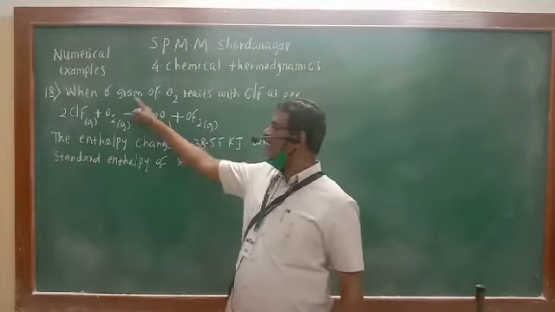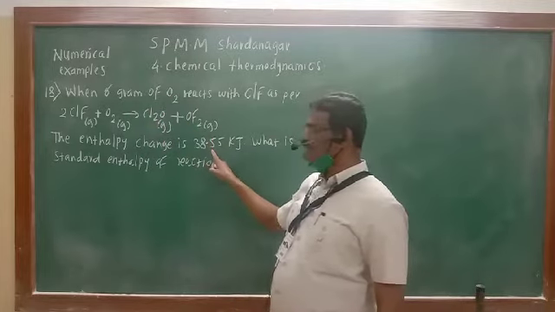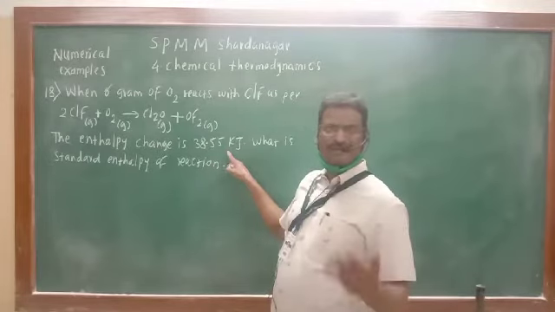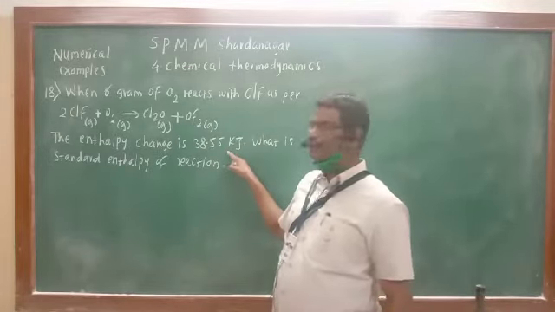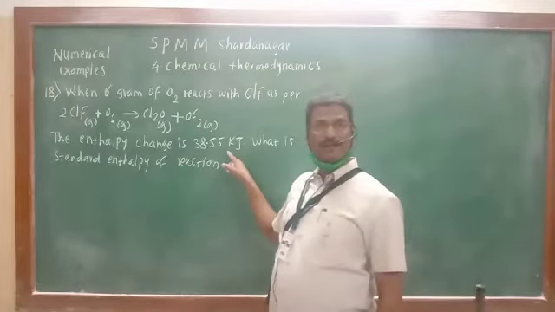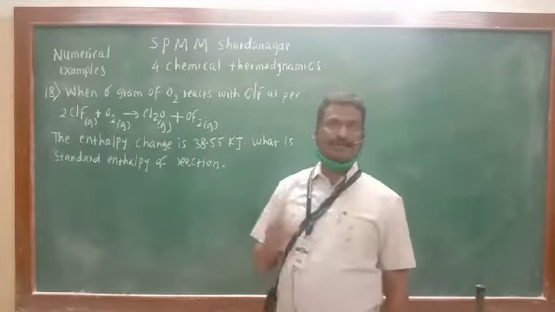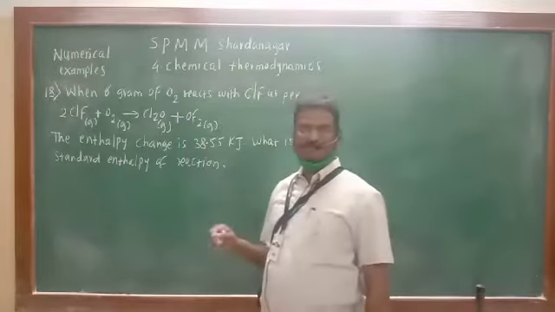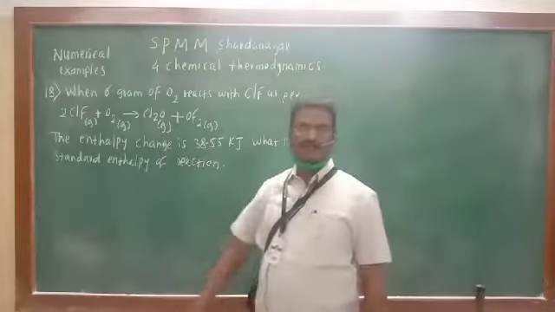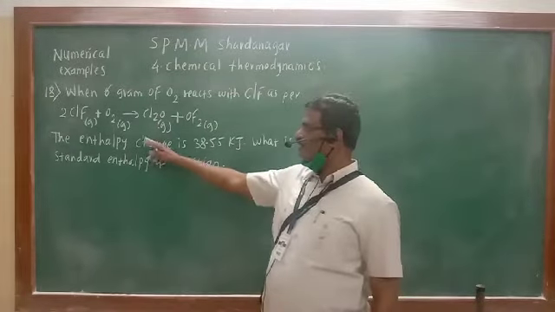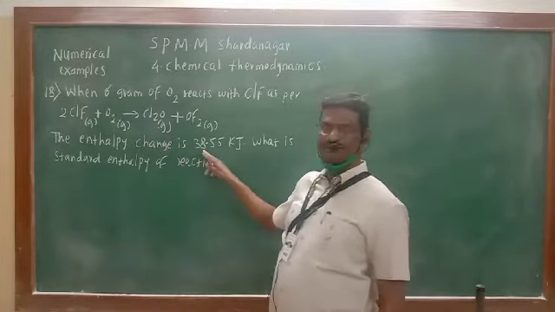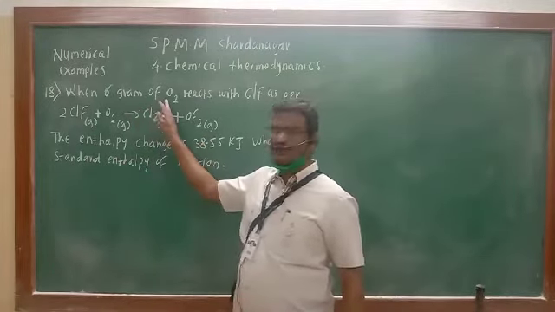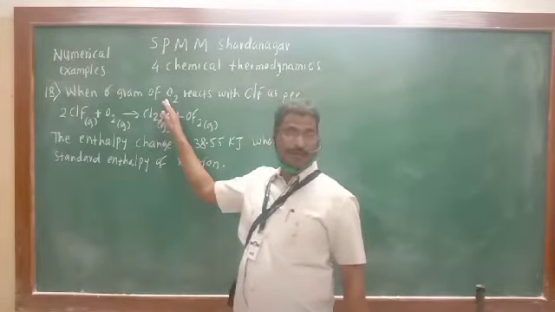For 6 gram of oxygen, they have given this value, 38.55 kilojoule. Enthalpy of reaction we have to calculate. We know enthalpy of reaction is the summation of enthalpy of products minus summation of enthalpy of the reactants. But enthalpy of product and reactant is not given. Instead of that, directly they have given the enthalpy change of this reaction whenever 6 gram of oxygen is involved in the reaction.